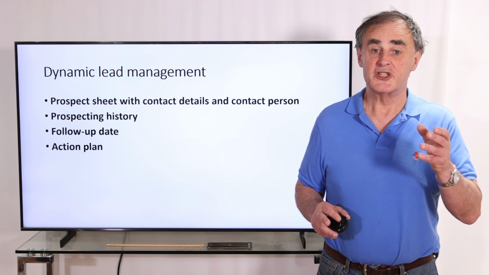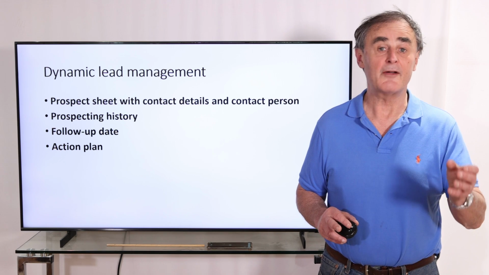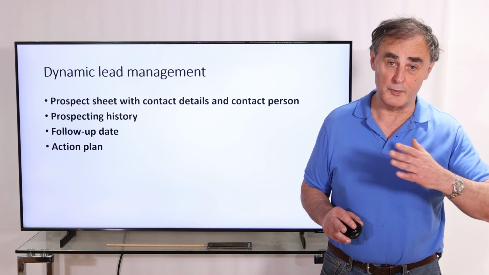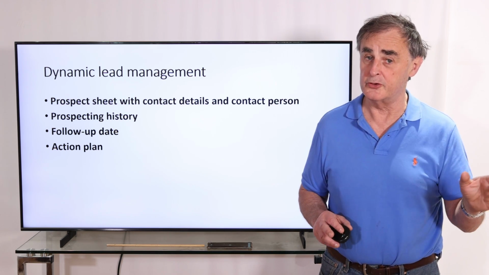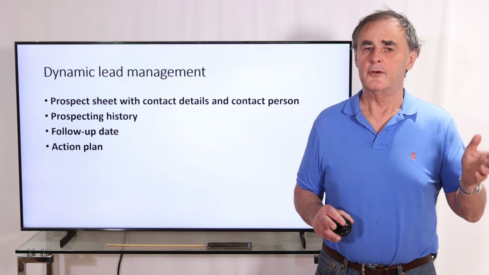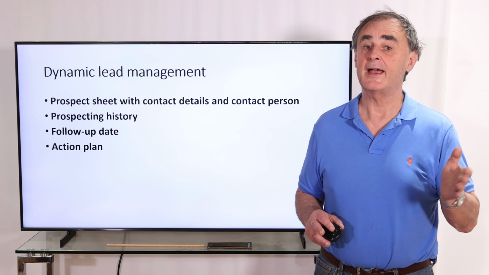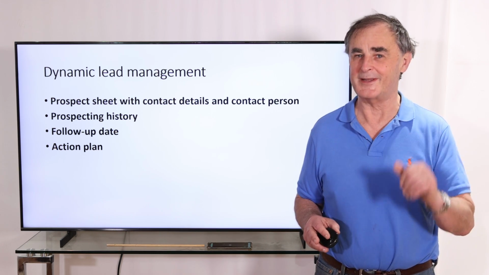You should have a proper sheet with contact details and the contact person. You should have the prospecting history, but not too many details, because if you have been trying to reach him for 1 year, you should know, but you shouldn't have the details of each time you call. A follow-up date and an action plan of what you have to do for this customer, or for this prospect, excuse me.